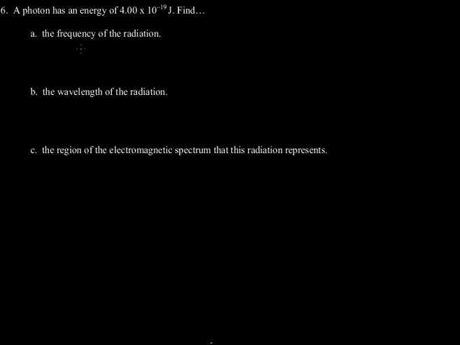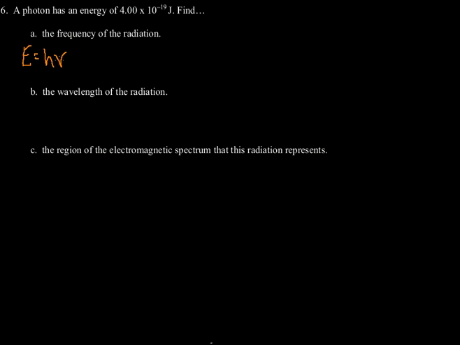Alright folks, what we have here is problem number 6 from the review guide. We want to find the frequency of a radiation of a photon that has an energy of 4 times 10 to the negative 19 joules. So we're going to find an equation that deals with energy and frequency, and if we look to what we're given, we see that E is equal to Planck's constant times nu, that nu being the frequency.